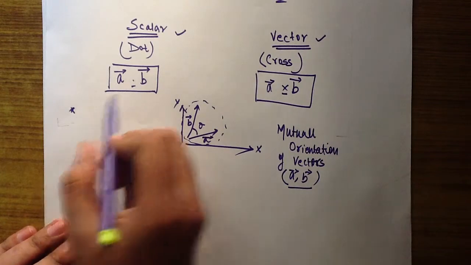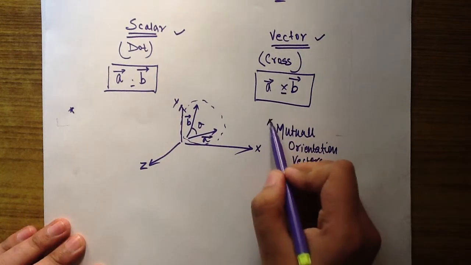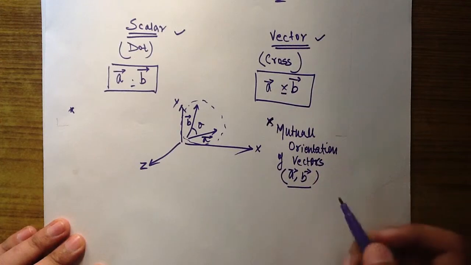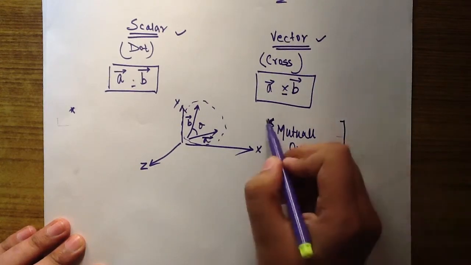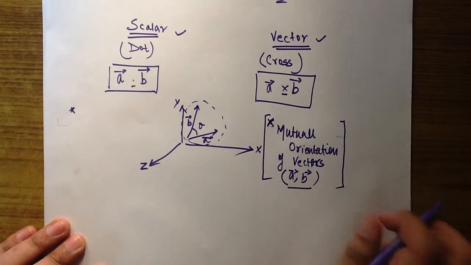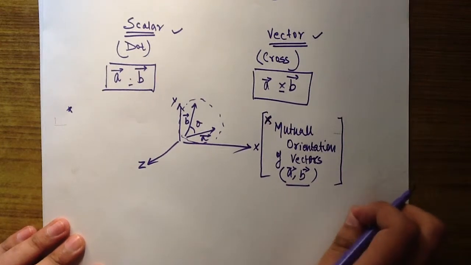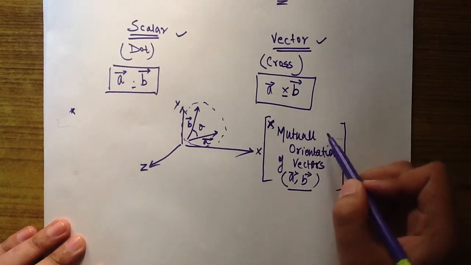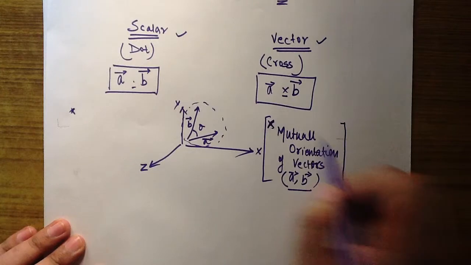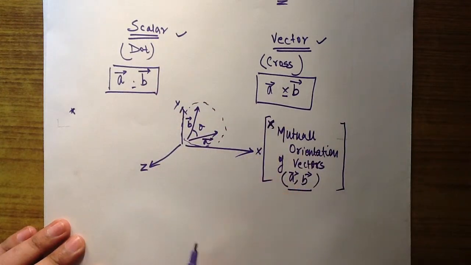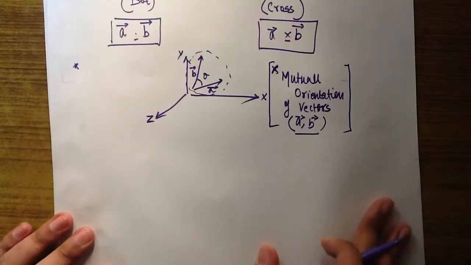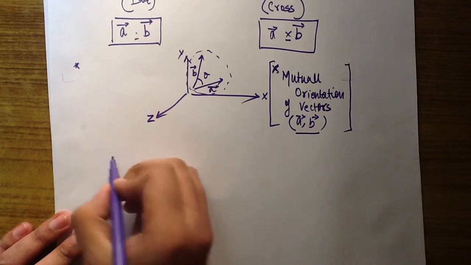That is why this is a very important criterion for checking the validity of any kind of operation that we define on vectors. It should only and only depend on the mutual orientation of vectors, not on the absolute orientation of vectors. Alright, so let's define the dot product further.